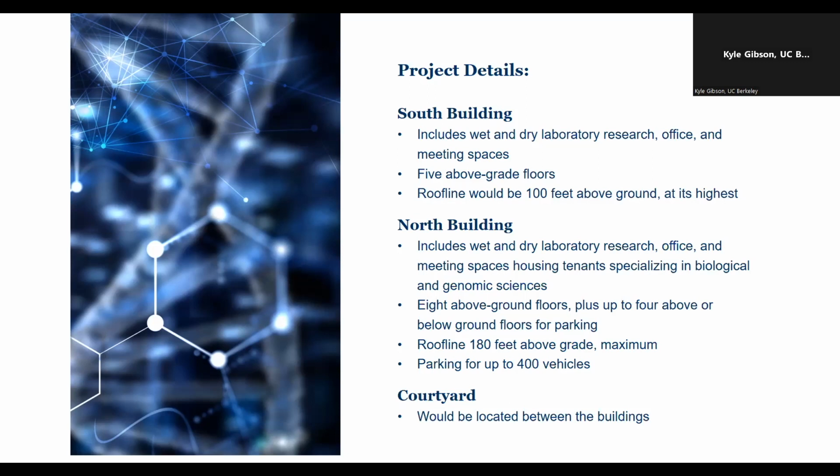The north building would be leased to a private developer and would house space for UC Berkeley's Innovative Genomics Institute, known as IGI, as well as other organizations for industrial, scientific, and technological research purposes. The south building would house space for research focusing on state-of-the-art climate technology.